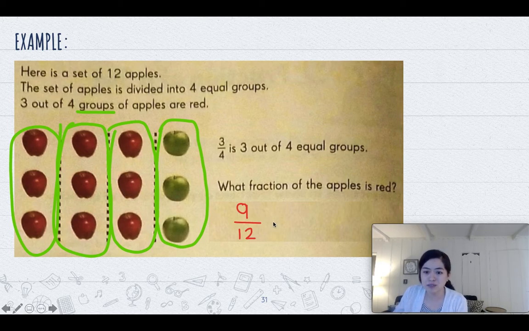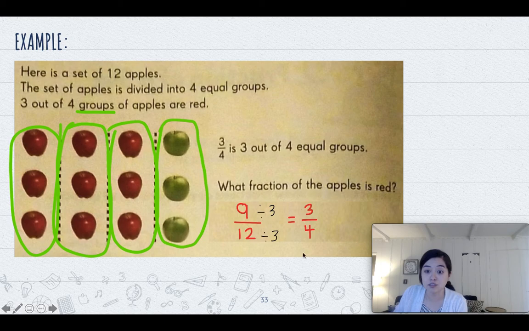And if I want to simplify this, I'm going to find the common factor. What can be divided by 9 and be divided by 12 besides 1? Let's see, can 2 be divided by 9? Can 2 be divided by 12? 2 can be divided by 12, but not by 9. What about 3? 9 divided by 3, 12 divided by 3. Yeah, that number works. So we can divide the numerator and denominator by 3, and we get 3/4.